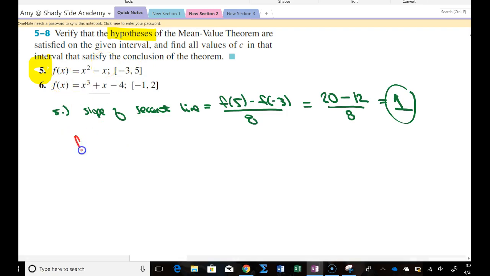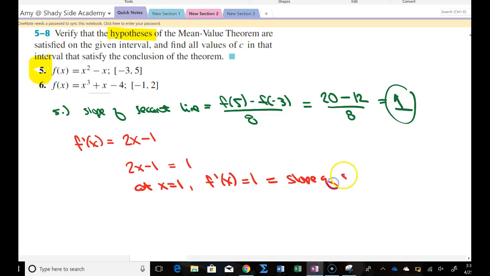Well, let's see. What is f prime of x going to be? f prime of x equals 2x minus 1. When will 2x minus 1 equal 1? Well, 2x minus 1 will equal 1 at x equals 1. So at x equals 1, f prime of x equals 1, and this equals the slope of the secant line. Specifically, this value of x equals 1 is on the interval, between negative 3 and 5.